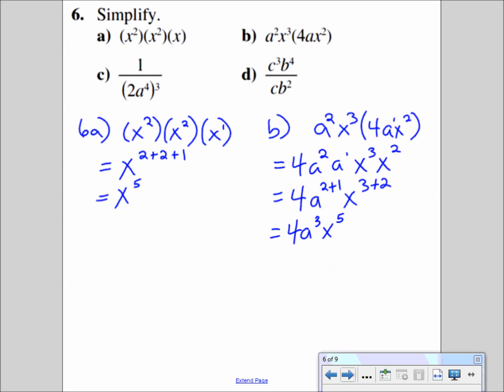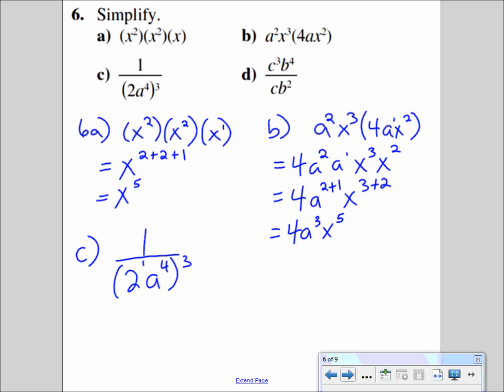Okay, let's do C. Okay, I have a quick question. Does 2 have an exponent in the bottom there? What is it? 1, perfect. Okay, so I'm going to plug 1 in here.